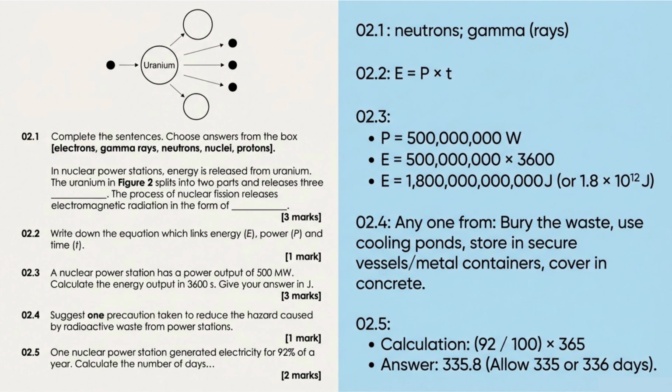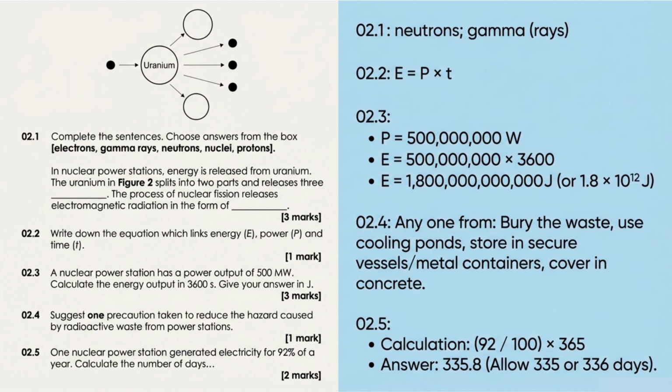Now, 2.2 asks for the equation linking energy, power, and time. That's E equals P times T. Now, we use that in 2.3. We need to calculate the energy. The power is given as 500 megawatts. You have to be careful there. You really do. You must convert 500 megawatts to watts. That is 500,000,000 watts, so 500 million.